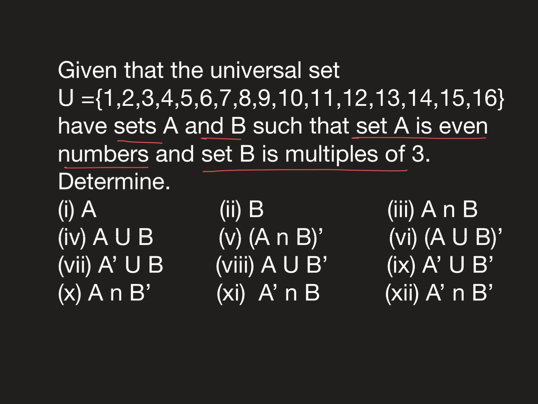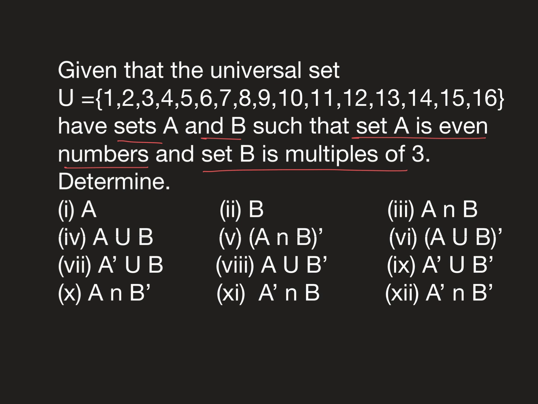So determine: question 1 is A, question 2 is B, question 3 is A intersection B, question 4 is A union B, question 5 is (A intersection B) complement, question 6 is (A union B) complement, question 7 is A complement union B, question 8 is A union B complement, question 9 is A complement union B complement, question 10 is A intersection B complement, question 11 is A complement intersection B, and finally question 12 is A complement intersection B complement.